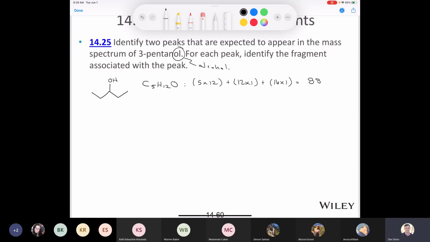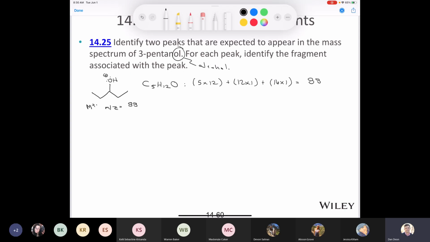If we were to have a molecular ion, if we were to convert this into a radical cation, the mass over charge of the molecular ion would be equal to 88, right? But what did we say with respect to alcohols? Would we expect to see that 88? We would not expect to see that, because we know that alcohols typically fragment.